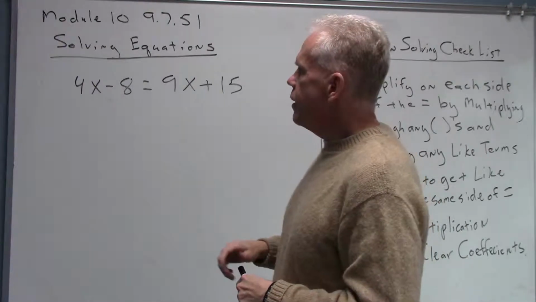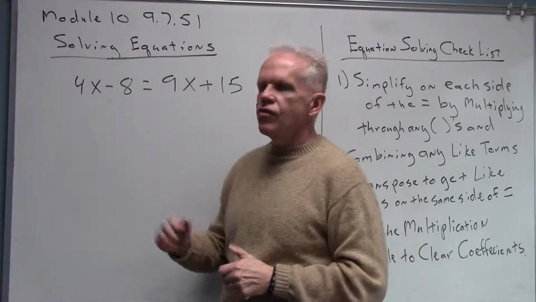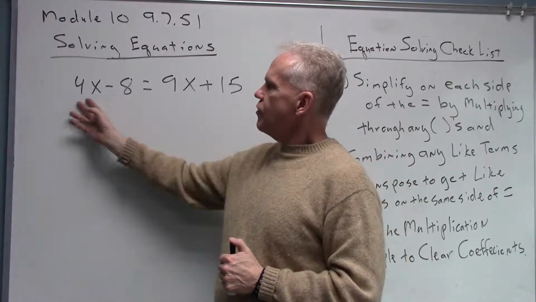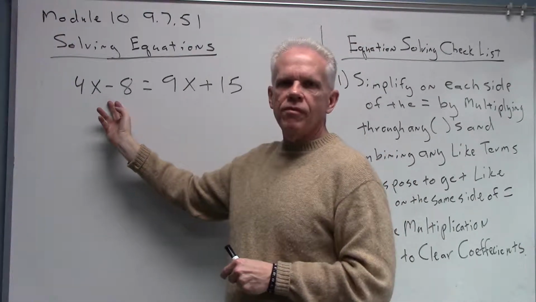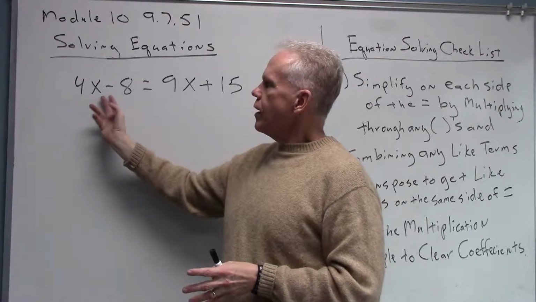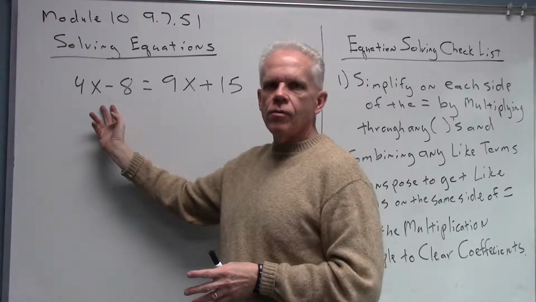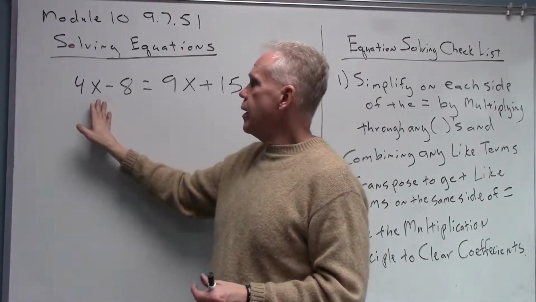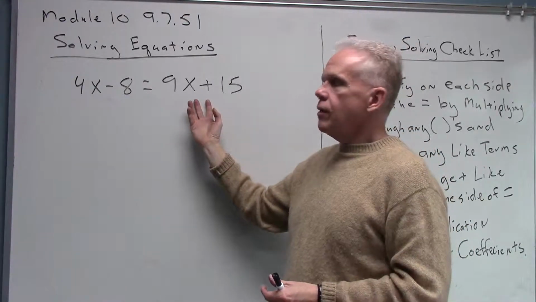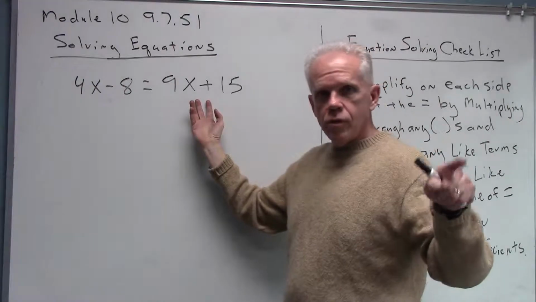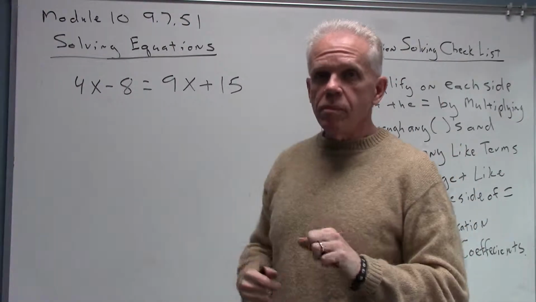First thing in our checklist is to see if we can simplify on either side of the equal sign. 4x minus 8, that can't be simplified. There's no parentheses over there to do anything with. Also, the 4x and the 8 are not like terms. They're not both x's or both just plain numbers, so that's simplified already. 9x plus 15 on this right side of the equals, that's already simplified too. So, check. No need to simplify.